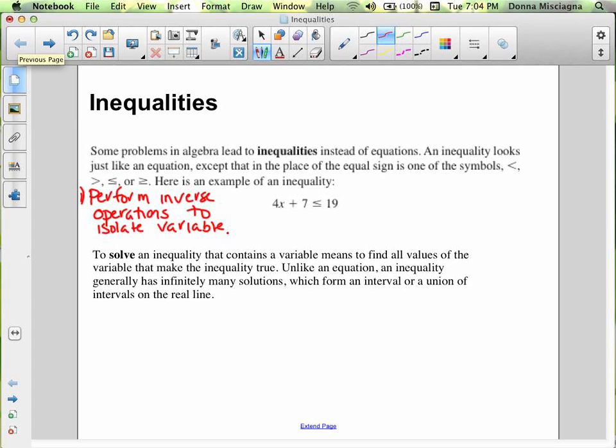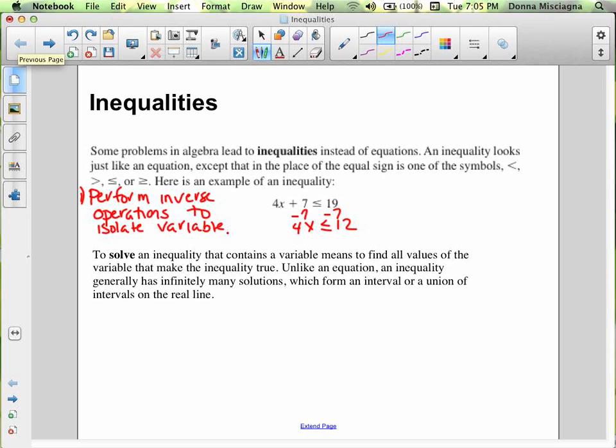All right, so we're going to subtract 7 from both sides, and you can do this one because this one's in your notes. Then we've got 4x is less than or equal to 12. 4x is less than or equal to 12. And now we want to divide.